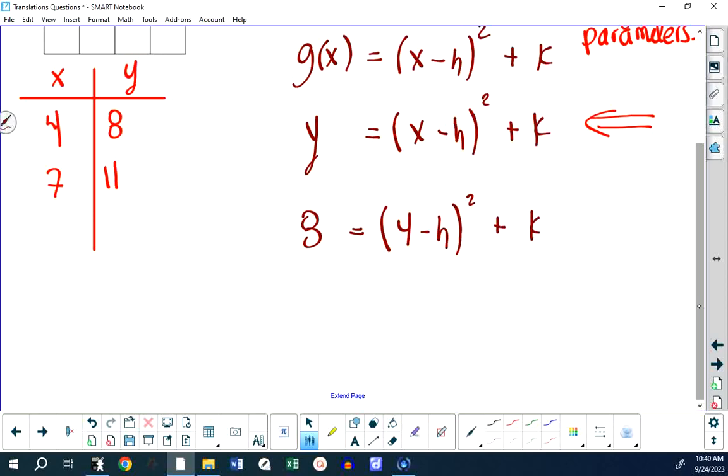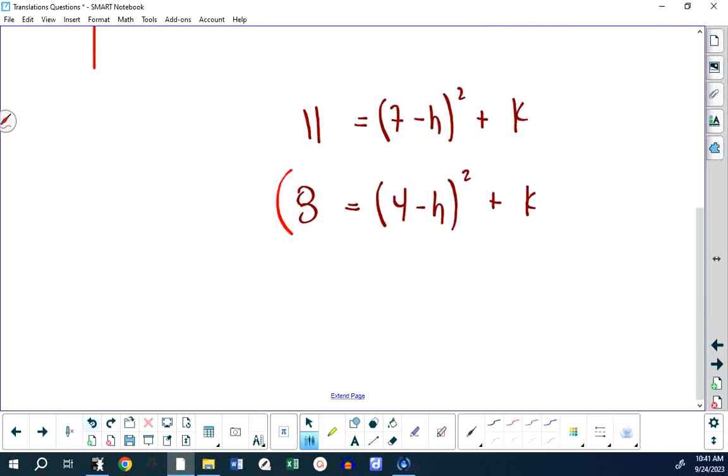I'm going to build another equation from the 7, 11. When I put 7 in for x, I get 11 coming out for y. So I have two equations with two unknowns. I can solve this as a system of equations. I would subtract these two equations. By subtracting them, I will have k minus k, which is 0. I will have eliminated the k's, and I will have a single equation with h in it.